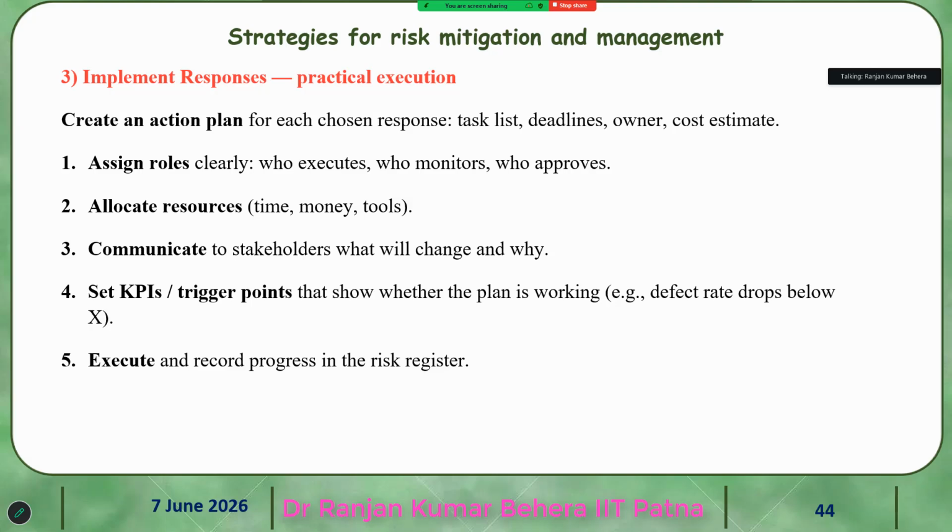So what is the implement response? Create an action plan, with task list, deadline, owner, cost estimation, etc. First one is to assign roles clearly. Who is going to execute, who will monitor, and who approves. When you don't assign the roles clearly, then there will be a lot of chaos actually. Who will do?